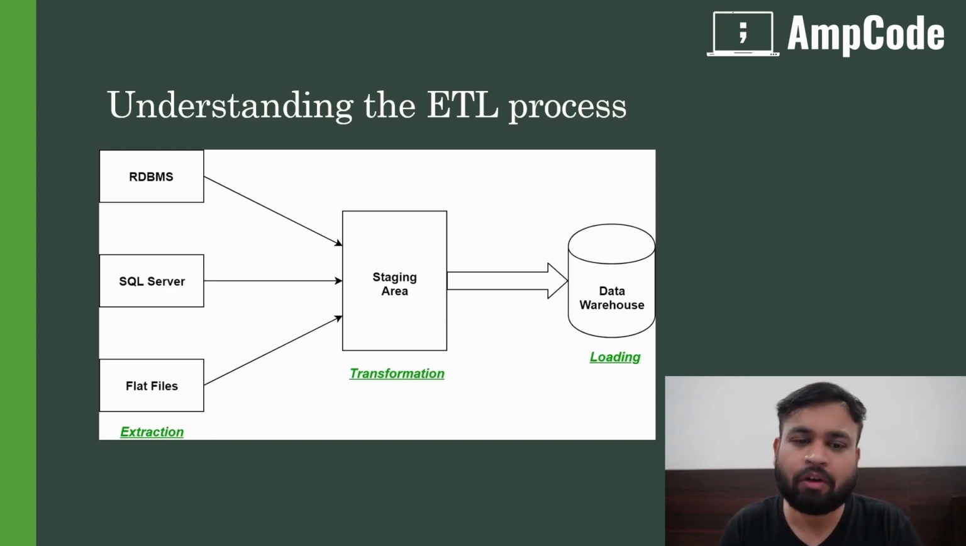So the main thing about the staging area is you have to dump all this data and unify it in the staging area, because if you go directly into the data warehouse, then some data could be corrupted and the rollback will not be much easier. So that's why let's unify the data and transform it. So there comes the transformation phase in the picture.